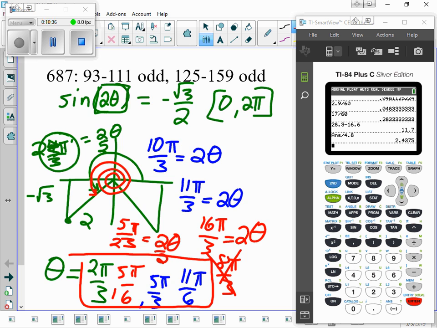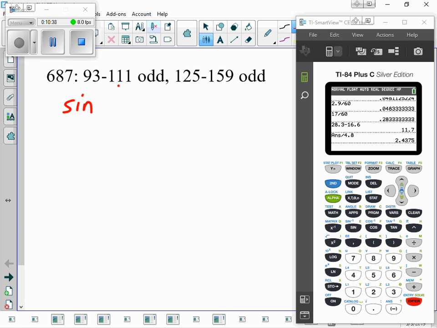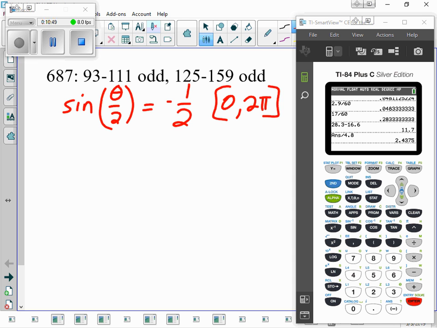Okay, so let's do this. The sine of theta over 2 is equal to negative 1/2. And I want answers that are between 0 and 2 pi. Okay. Which quadrant is the sine equal to negative 1/2? Oh, we don't want to do the sine. We want to do the cosine. I didn't think far enough ahead. Which two quadrants does that work in? 2 and 3.